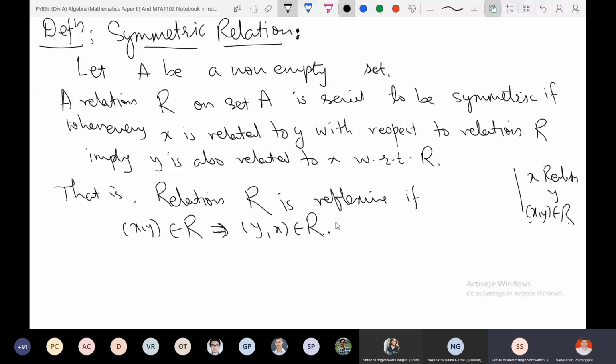We'll see examples; there are many examples. First of all, try to understand the definition, and then we'll see examples. Whenever x is related to y, then y also must be related to x. But if x is not related to y, then don't worry about whether y is related to x. So that is the alternative way. R is symmetric if x is related to y implies y is also related to x. These are different ways of saying the same thing.